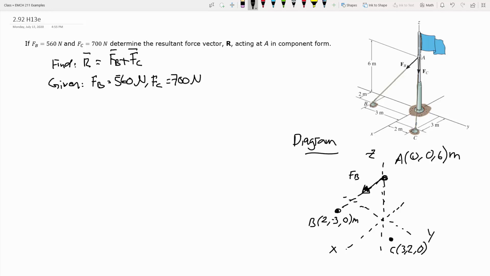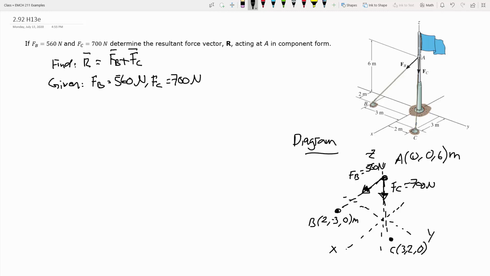So also important is going to be FC, which points from A to C. So on our diagram, I will represent it with this arrow that points from A to C. And I guess in the diagram I will include that I know the magnitude is 700 of FC and 560 for FB.